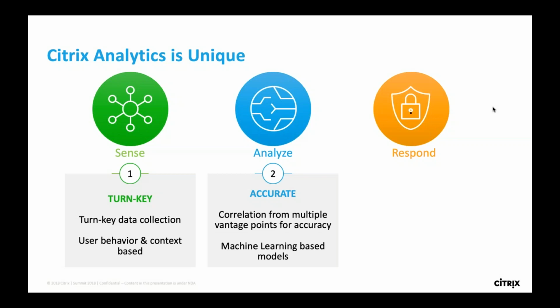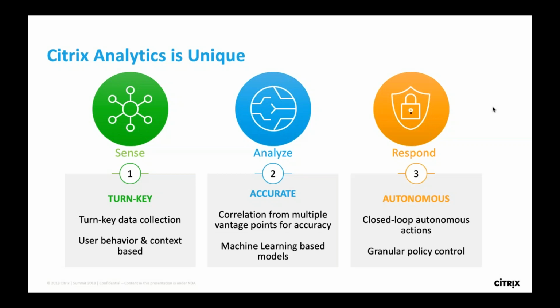The problem is that human beings are human beings, and there's only so much attention that a human being can provide to a visualization. So data visualization is not as accurate as processing by a machine. So Citrix Analytics uses machine learning models to analyze data and to accurately alert your administrators when something goes wrong. But the most significant feature that I want to draw your attention to is the fact that Citrix Analytics is a closed loop solution.